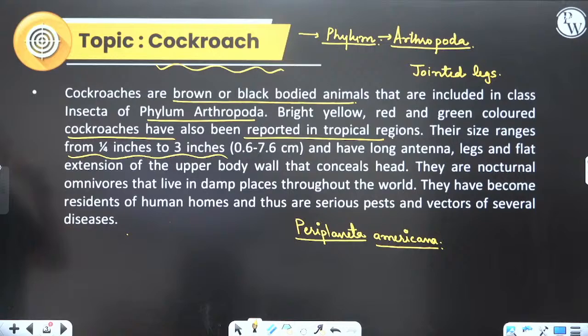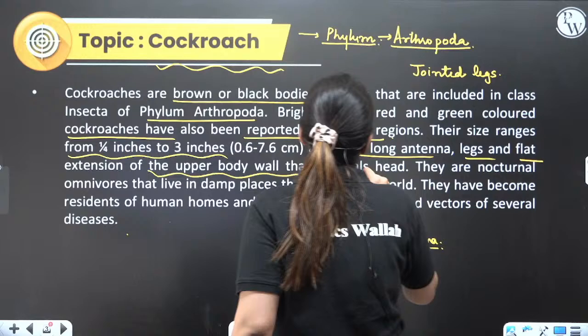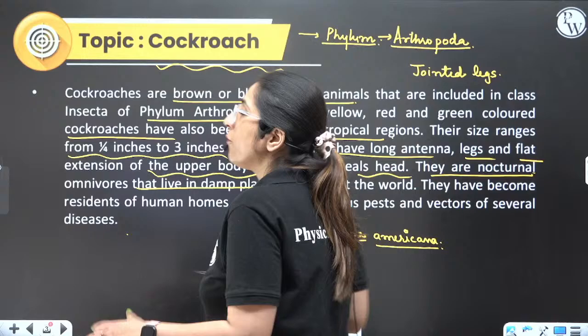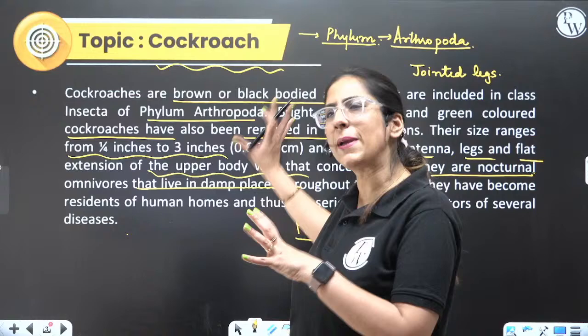They have long antennae, legs, and a flat extension of the upper part of the body that conceals the head. They are nocturnal omnivorous, living in damp places throughout the world. Cockroaches are normally active at night, so the word nocturnal is written. Some basic things we are studying, and then I'll proceed in detail.